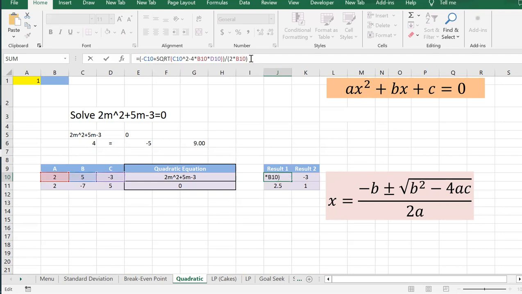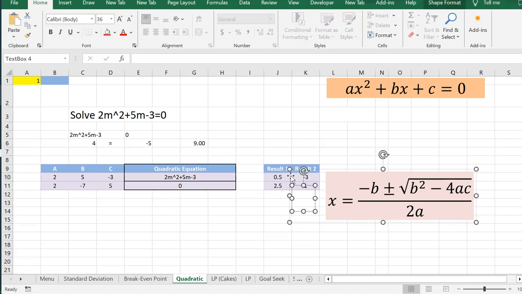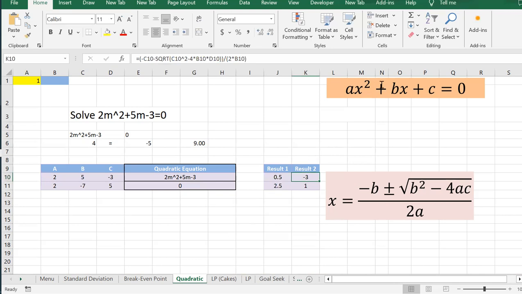Okay, so you get the first value, 0.5. Fair enough. Okay, how about the second value? The same thing we have to do, only the difference is that instead of this plus, we will make it minus. Otherwise, the entire thing remains like this. Okay, so this is, right, this is minus 3. It is coming as minus 3. Okay, this is minus 3.